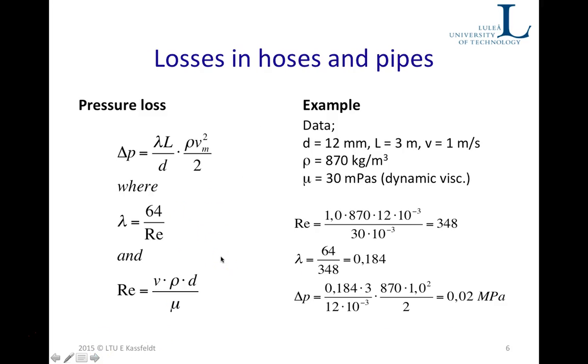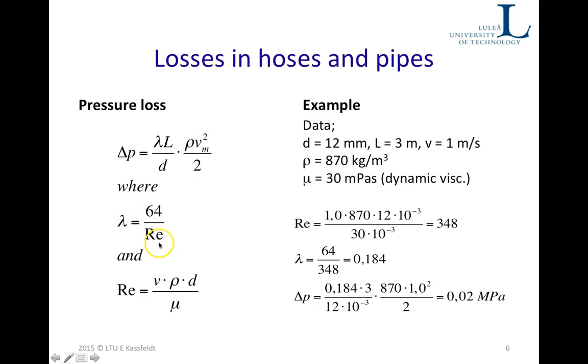Let's see how we can calculate the losses in hoses and pipes. This is an expression that you may be familiar with. You should have met it in the hydrodynamics course earlier. The pressure drop in a tube can be expressed from a friction coefficient, the length, the diameter, the density of the fluid, the mean velocity of the fluid squared, and divided by 2.